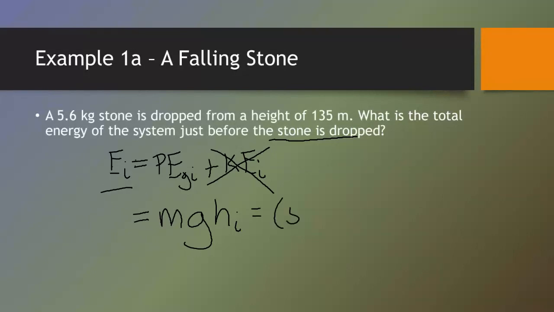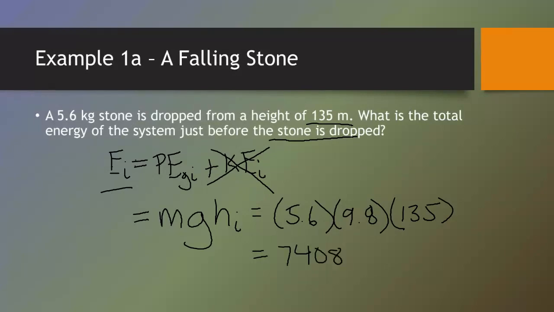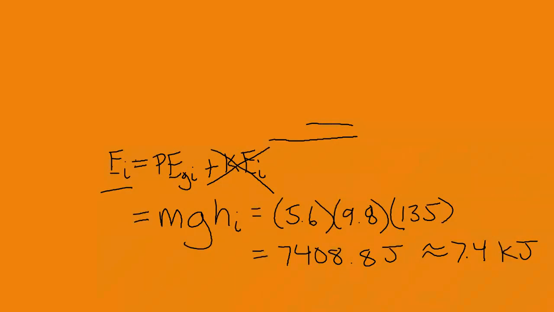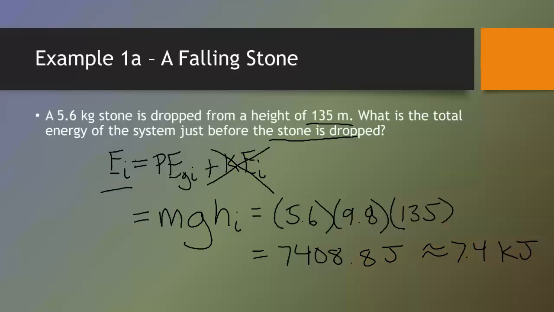And so the mass is 5.6. g is 9.8. And then the height, 135 meters. For a total energy of the system, 7,408.8 joules, or essentially about 7.4 kilojoules if we divide by 1,000. So this is the total energy of the system.